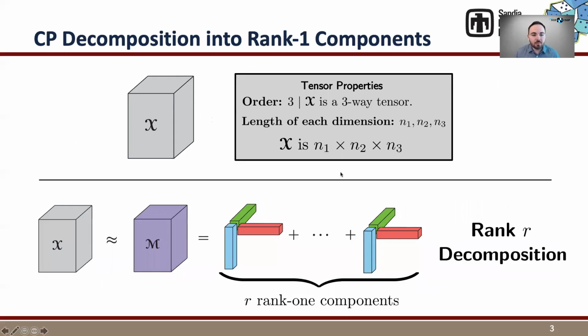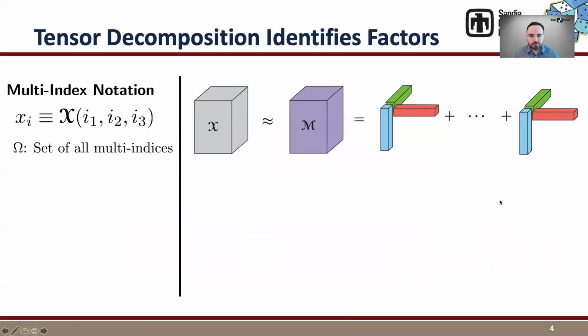The CP decomposition then tries to find the best model tensor that can be written as the sum of R rank 1 components. A rank 1 component is a 3-way outer product of vectors, and if we sum R of these, we say that the decomposition is rank R.